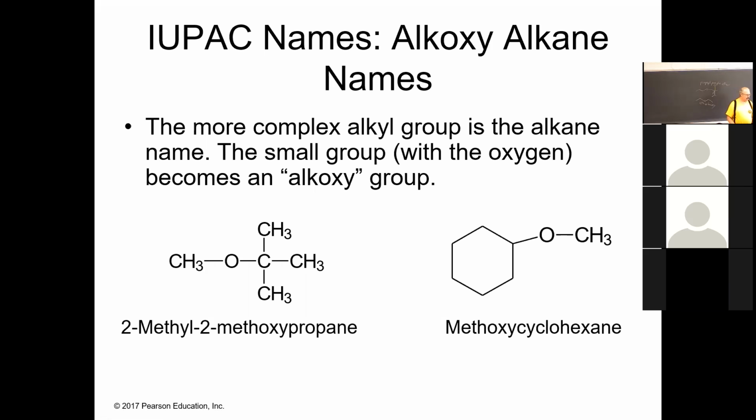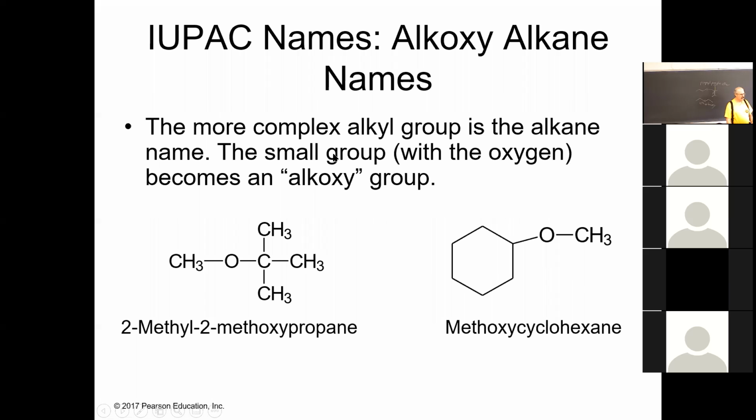All right, in the IUPAC, the smaller group is named as an alkoxy group. Our parent compound here is propane, and OCH3 is a methoxy. So this is 2-methyl, 2-methoxy. I think it should actually be 2-methoxy, 2-methyl, since this comes first in the alphabet.